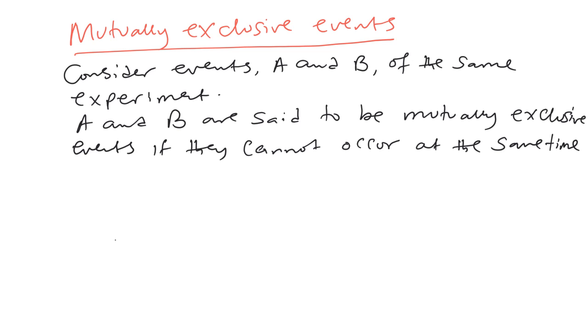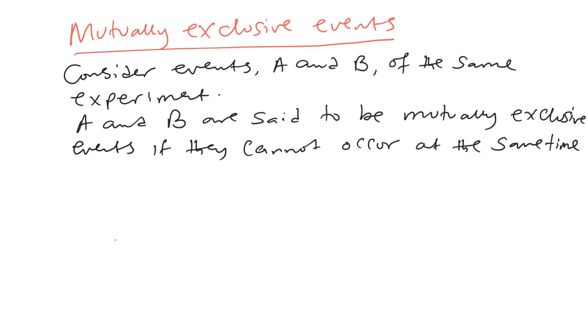For example, if there is a soccer game, and your experiment is to look at the win of a soccer game, you can't have both teams winning. That will never happen. It is either a win or a draw, but not both teams winning. So team A winning and team B winning cannot occur at the same time. It is either A or B, but not both A and B. Such events are called mutually exclusive events.